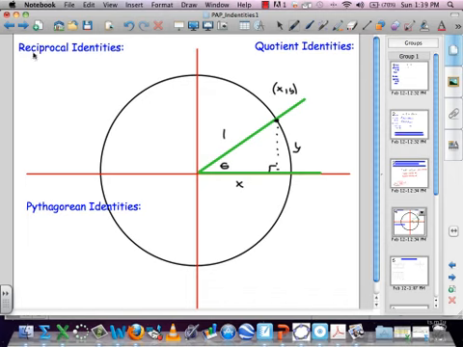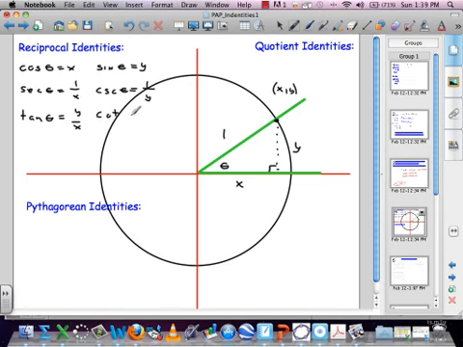We've already touched on these, but remember, if we talk about the unit circle, we define the cosine of theta to be the x-coordinate on the unit circle, and we define the sine of theta to be the y-coordinate on the unit circle, which means that we had the secant of theta to be 1 divided by the x-coordinate, cosecant of theta to be 1 over the y-coordinate, the tangent of theta to be the y-coordinate divided by the x-coordinate, and the cotangent of theta to be the x-coordinate divided by the y-coordinate.